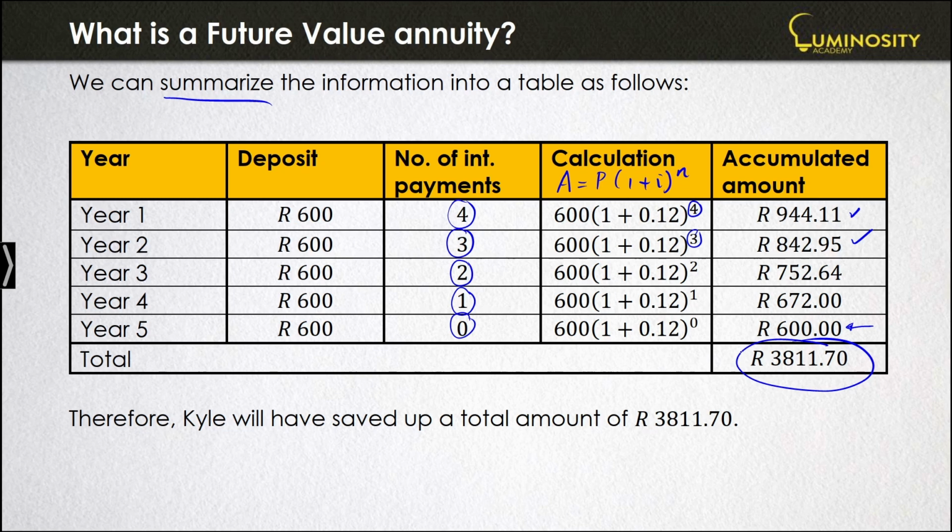And you can see this is worthwhile because, for example, we only had 1, 2, 3, 4, 5 amounts of 600. So 5 times 600 is 3,000. So you only really put in 3,000 Rand over the 5 years, but at the end of the 5th year, you actually get 3,811 Rand, 70 cents. So you gathered another 811 Rand and 70 cents just from interest alone. Okay, so that's why it's important to save up for the future in an account that accrues interest.